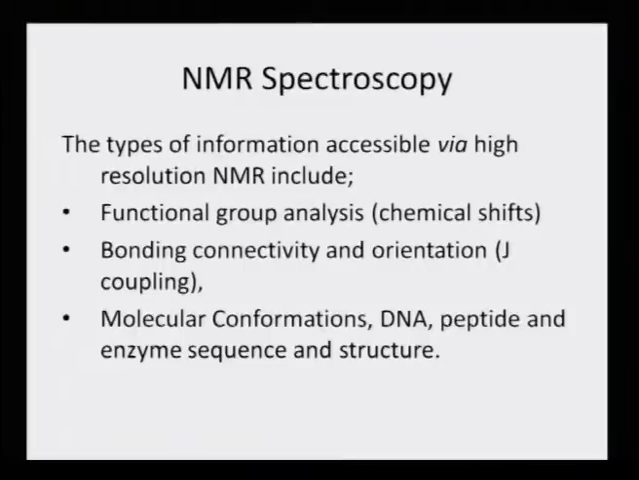Similarly, coming to NMR, the types of information that are accessible via high resolution NMR are functional group analysis, that is, the chemical shifts; bonding, connectivity and orientation in a molecule, that is, the J coupling; and molecular conformations, that is, DNA, peptide and enzyme sequencing and structures. You see, these are the types of information that these spectroscopic methods give us.